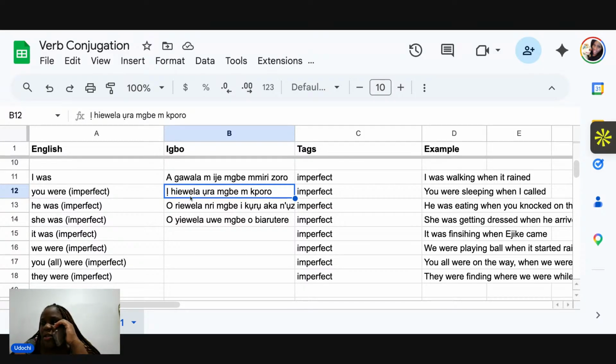But then I thought, if you're saying something like you were sleeping when I called, it's the same format as I was walking when it rained. So I was wondering how you would change that ihira. I know it's ihira, but how would you conjugate it? Ihiwala ora. Ihiwala.